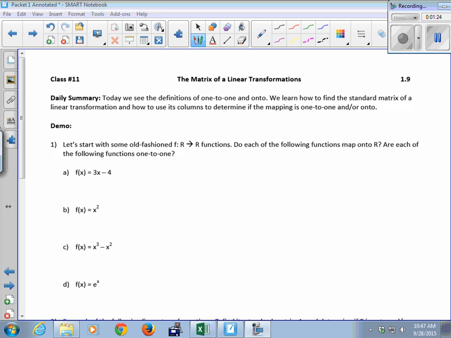So for today's lesson, we're going to talk about one-to-one and onto some more, and we're going to talk about finding the standard matrix of a linear transformation. But we're going to start with one-to-one and onto, and we're just going to talk about regular functions f that go from R to R, like something you would have studied in college algebra. And we're going to talk about one-to-one and onto.